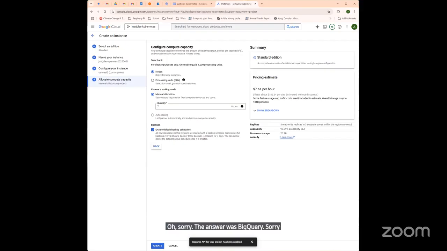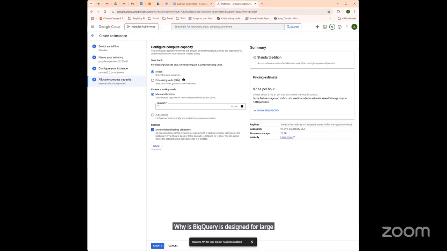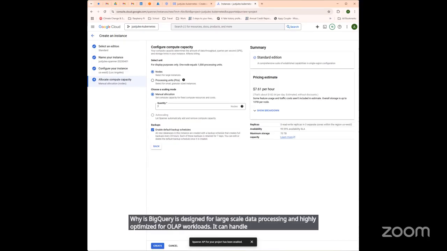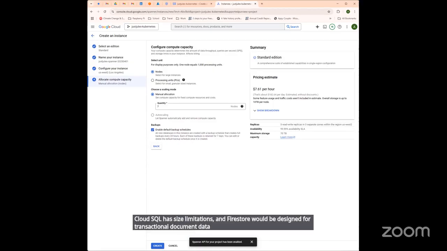Sorry about that. Because BigQuery is designed for large-scale processing of tabular data. Why? Because BigQuery is designed for large-scale data processing and highly optimized for OLAP workloads. It can handle hundreds of terabytes of data efficiently, making it the ideal solution for marketing analytics and reporting. Other tools like Cloud Spanner are powerful, but more suited for OLTP workloads. Cloud SQL has size limitations. Firestore is designed for transactional document data, so not analytics at this scale.